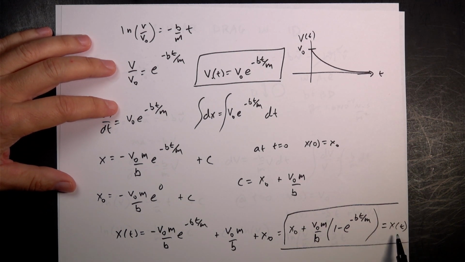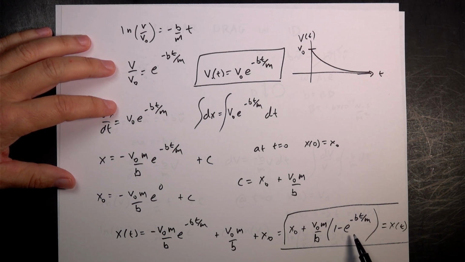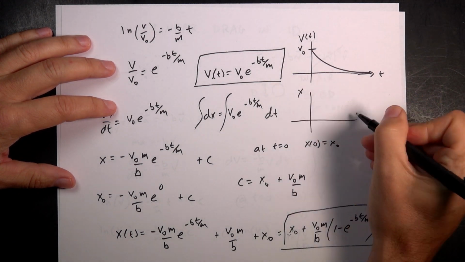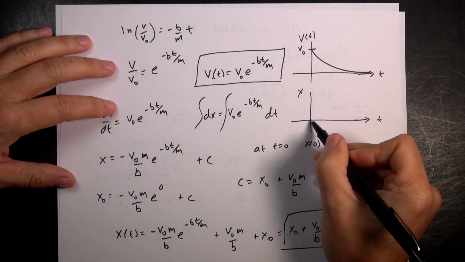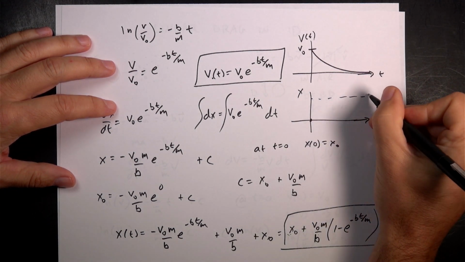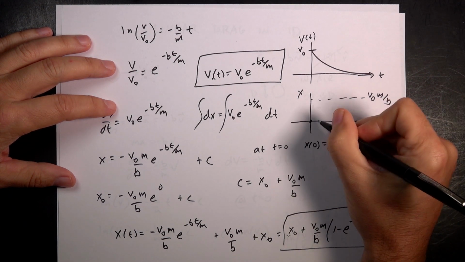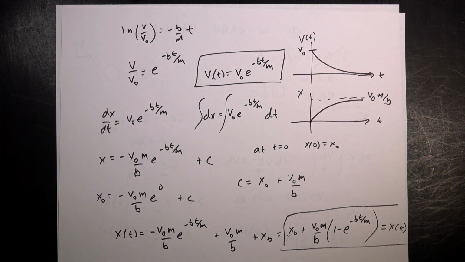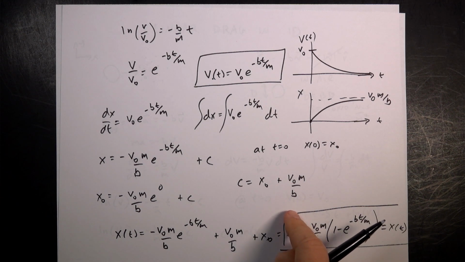So what does this say is going to happen? Well, let's double check. At t equals 0, this term is 1, so I have 1 minus 1 is 0, and I just get x0. And then as t gets larger and larger, this term is going to be smaller and smaller, and so I'm going to end up with x0 plus this thing. So let's say I start at x equals 0 and I make a graph. Here's x as a function of time. It's going to start here at x equals 0, and then it's going to approach this term, which is v0 m over b, like this. Pretty cool, huh?